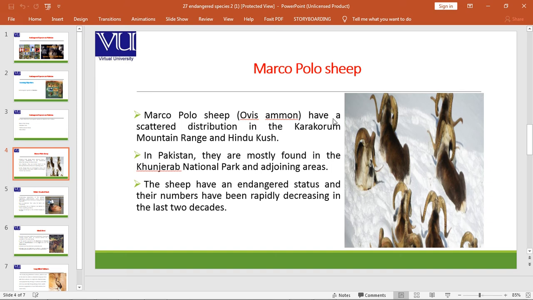Marco Polo sheep always have a scattered distribution in the Karakoram mountain range and Hindu Kush. In Pakistan, they are mostly found in the Khunjerab National Park and adjoining areas. The sheep have an endangered status, and their numbers have been rapidly decreasing in the last 2 decades.